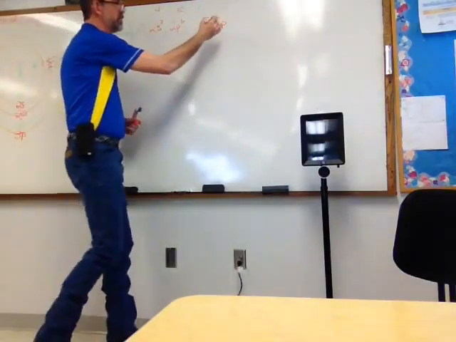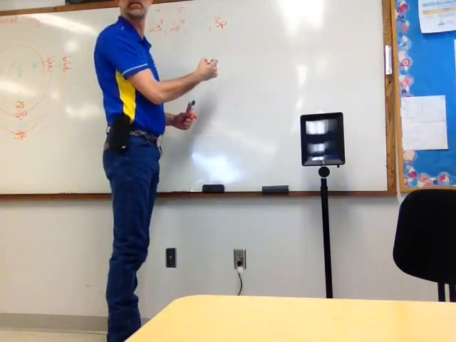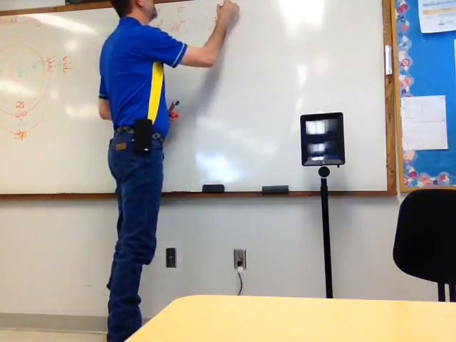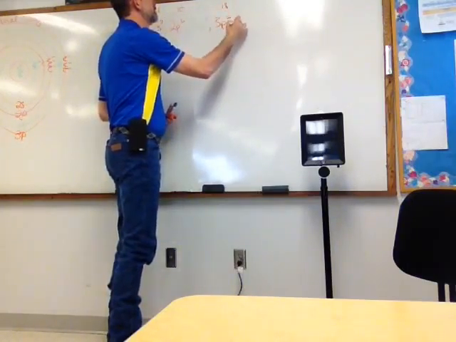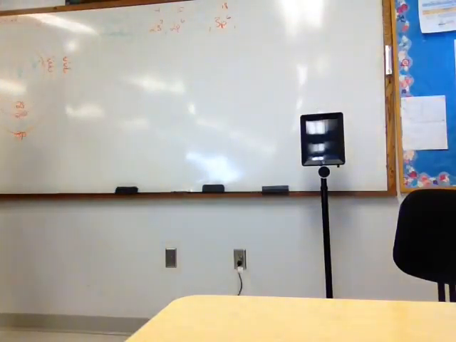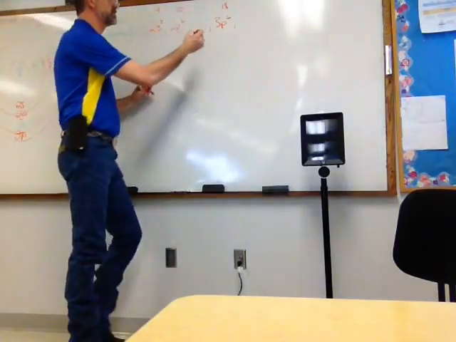I just filled up the 3P, which means it has how many? 6. 12 and 6 is? 18. So the next number is? 19. So we make another orbital. 4S. Do you want me to write them over there, or can I just do that?